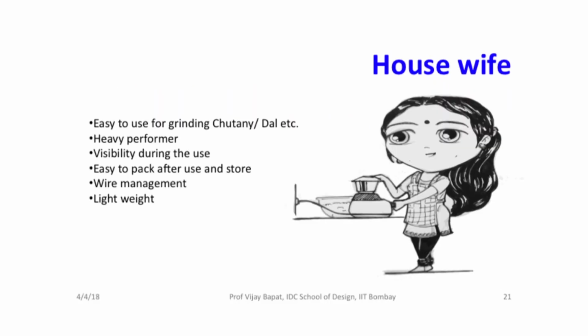The primary user is a housewife. She is interested to grind chutney, so the power must be enough. The blade should be really capable; functional aspects must be satisfied. Otherwise, the mixer and grinder will not serve its purpose. Right? Now, what are her special needs?